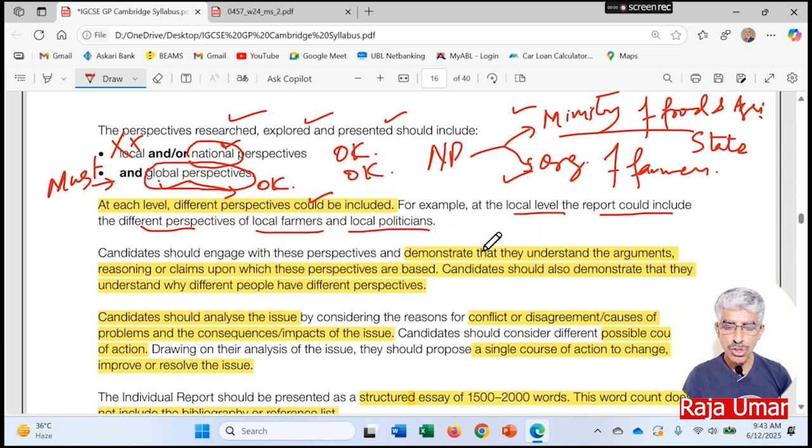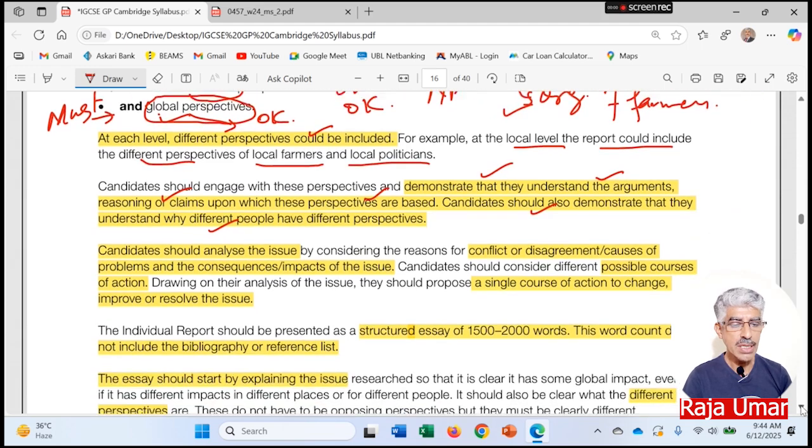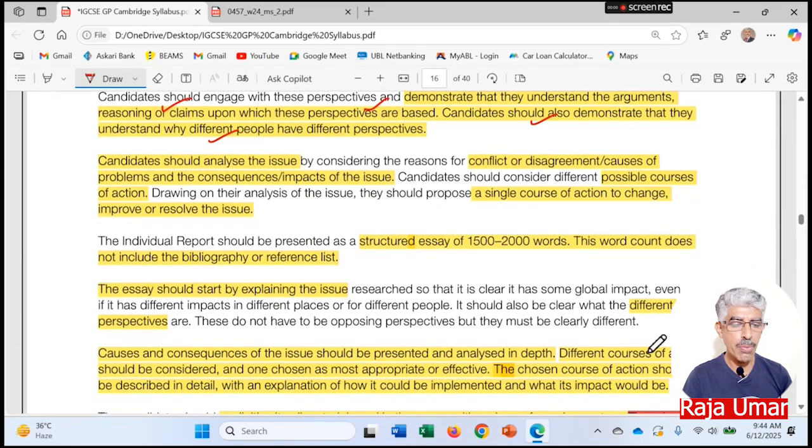So candidates should engage with these perspectives and demonstrate that they understand the arguments, reasoning, or claims on which these perspectives are based. Candidates should also demonstrate that they understand why different people have different perspectives on a single issue or single problem. Candidates should analyze the issue by considering the reasons for conflict or disagreement, causes of problems, and consequences and impact of the issue.